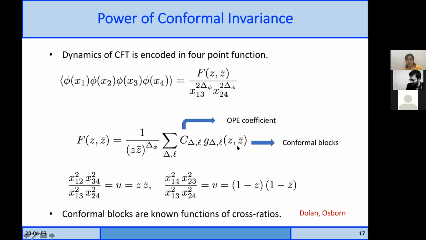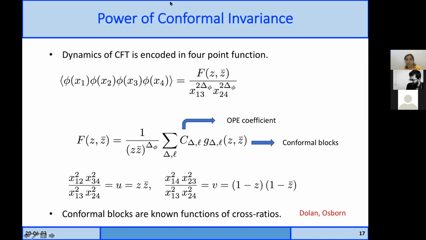These are functions of cross ratios, and these C_{Δ,L} are the OPE coefficients. Actually, the C's are not the OPE coefficients, they are basically the square of the OPE coefficients. Now these conformal blocks are very important in any conformal field theory, and unfortunately a closed form expression in any dimension of these conformal blocks is not known, but some integral representation is known, due to the work of Dolan and Osborn.